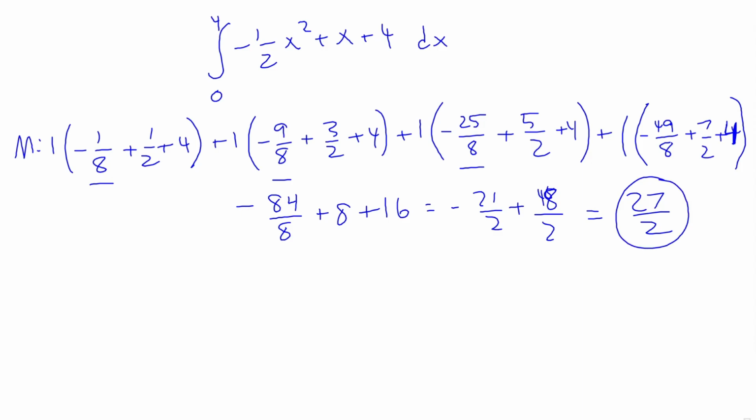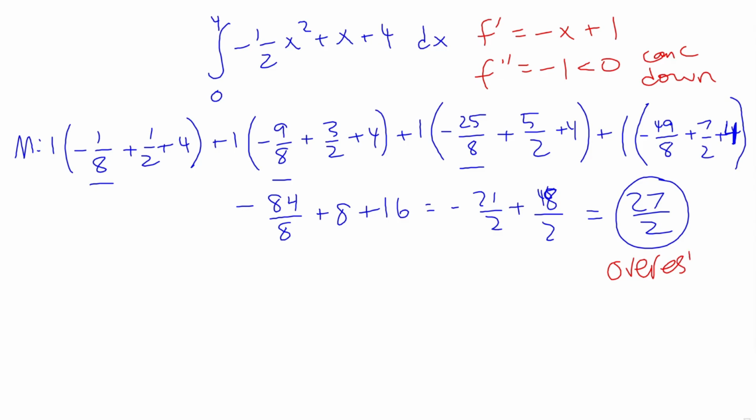And to determine if this is an under or an overestimate, we're going to use a second derivative. So we already had that f prime was negative x plus 1, so f double prime is just negative 1. That's less than 0, which means that this is concave down. Right? And if the function is concave down on the entire interval, then the midpoint approximation is going to be an overestimate. That one's an overestimate.